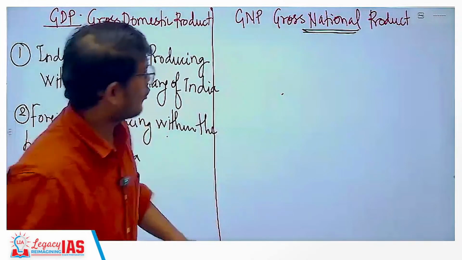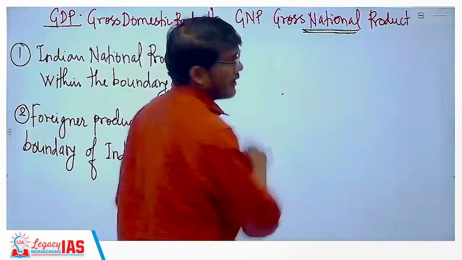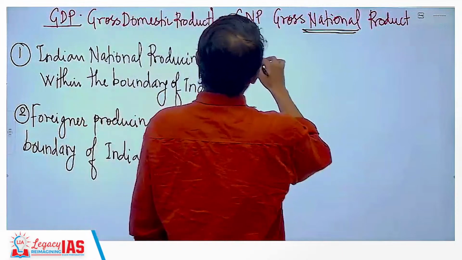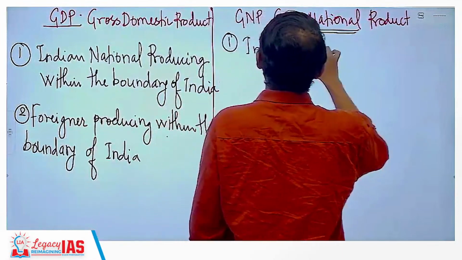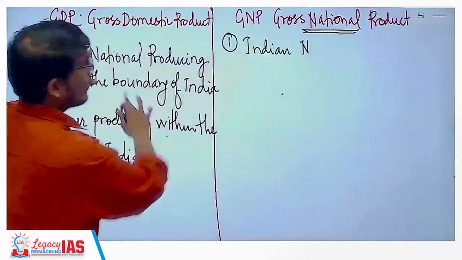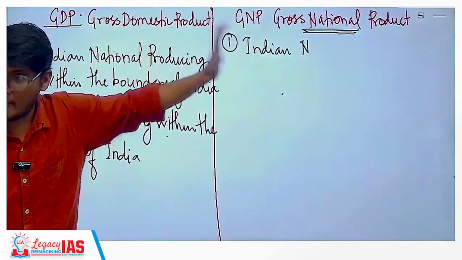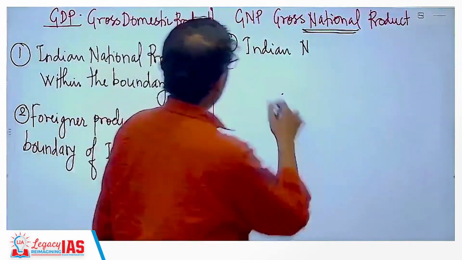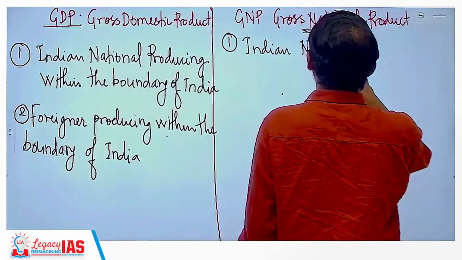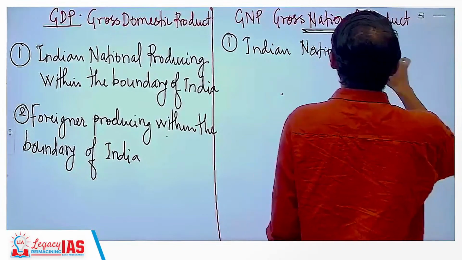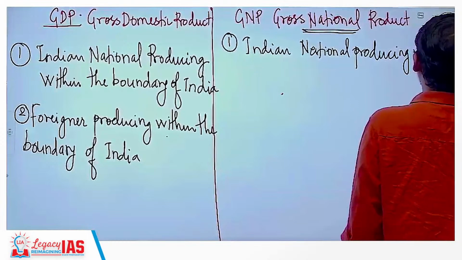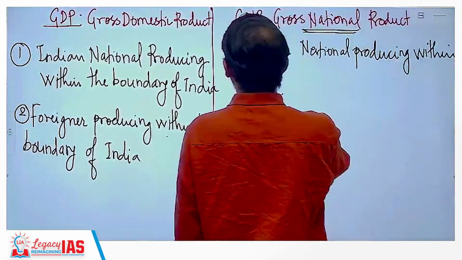Correct? So there would be two possibilities, right? What will be those two possibilities? Indian national. Don't worry that it is getting overlap. It will overlap, right? That is how we'll find the relation. So Indian national producing within the boundary of India.